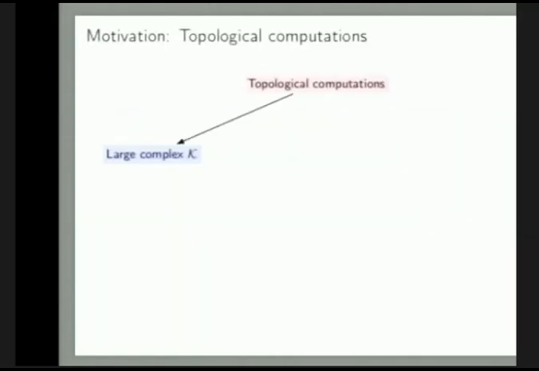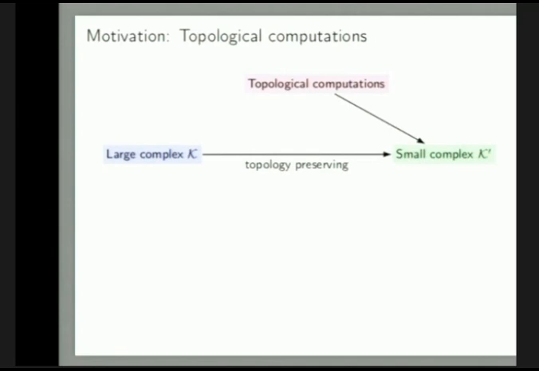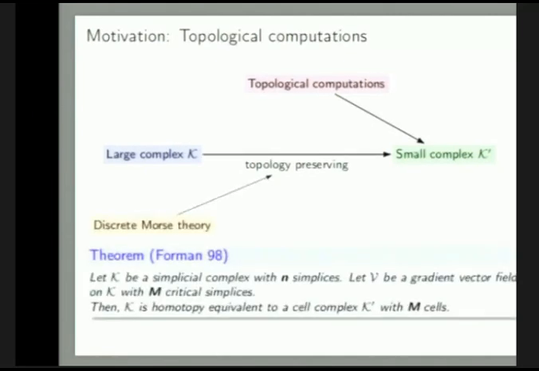One reason for trying to compute optimal or near optimal gradient vector fields is the following. Many times you want to do topological computations, and you have a large complex K, and it would be very useful if you have a fast way to transform this large complex K to a smaller complex K prime, such that the two have the same topology. If you can do this fast, then you would rather do your topological computations on the smaller complex instead of the larger one. And it turns out that discrete Morse theory is one way to do this.